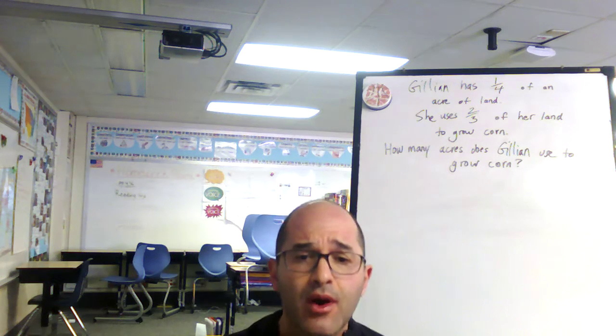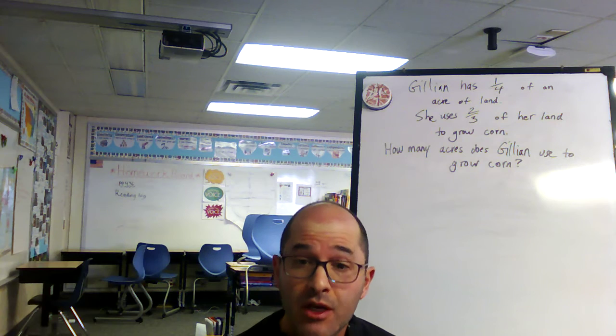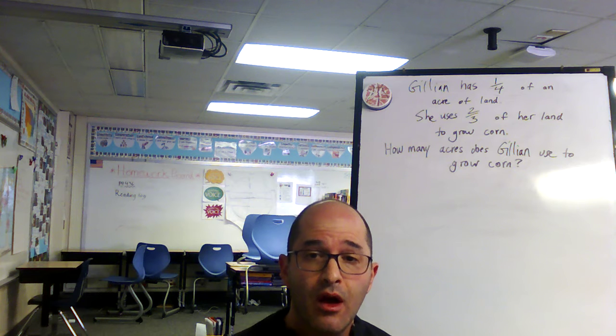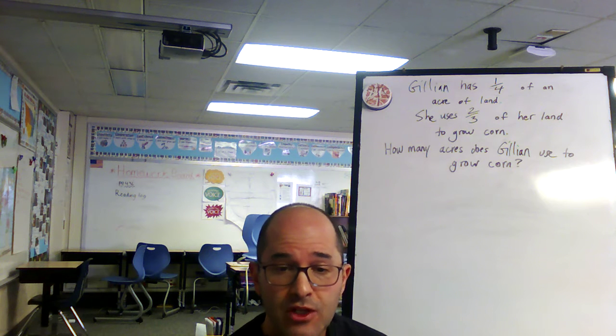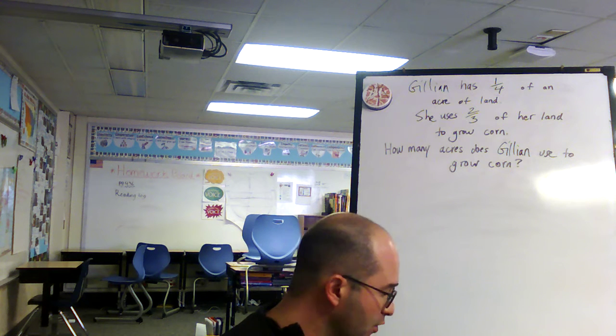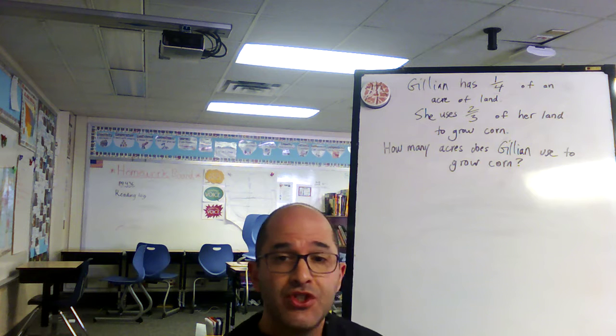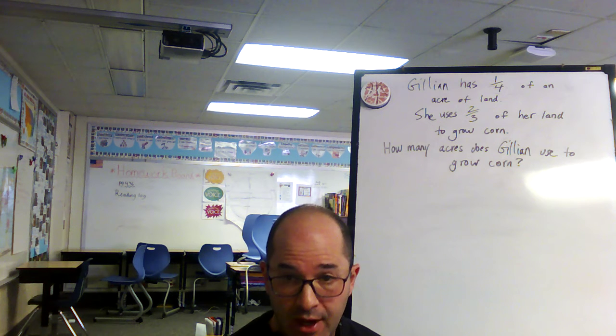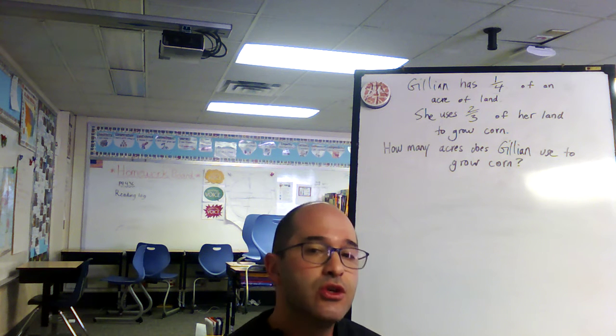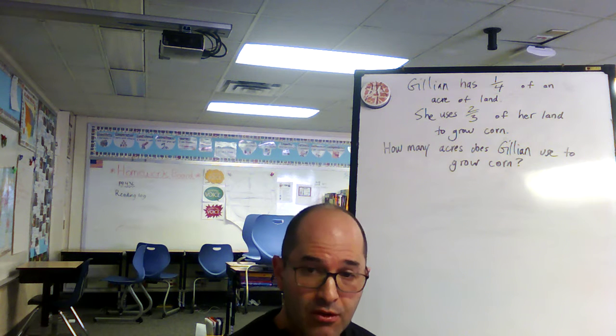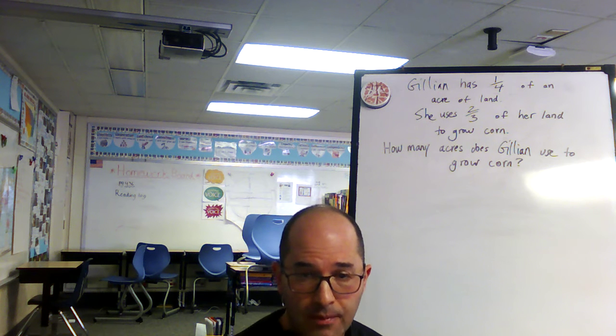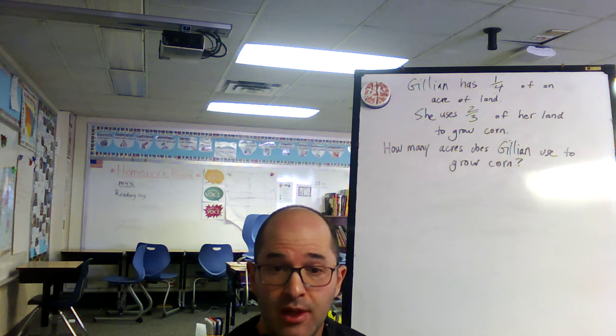Okay, so this is another problem, and you're going to use this for an Edpuzzle assignment on multiplying fractions. So hopefully this will be helpful for you. In this example, we have Jillian, who has 1/4 of an acre of land. She uses 2/3 of her land to grow corn. We know "of" means multiply, right?